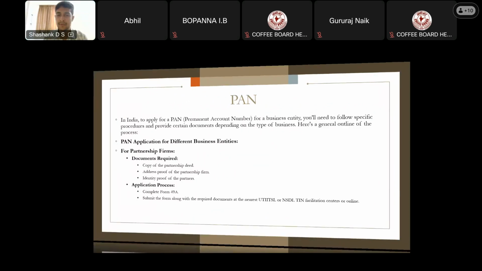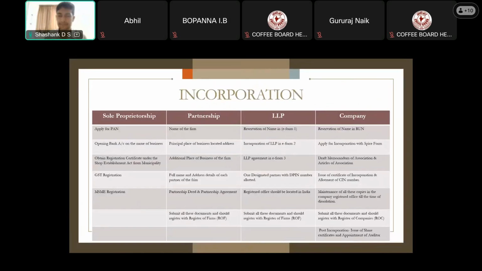Post incorporation, we will receive a certificate of incorporation from the ROC. ROC is the main authority who will be approving our registration for a company and LLP.